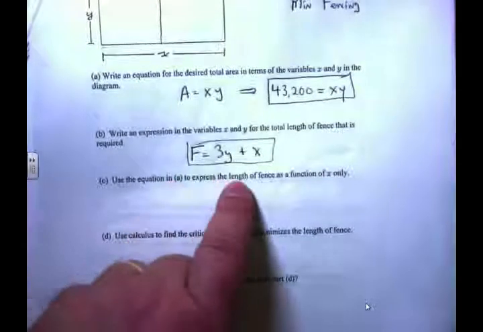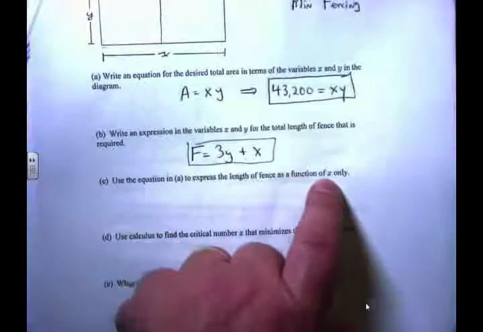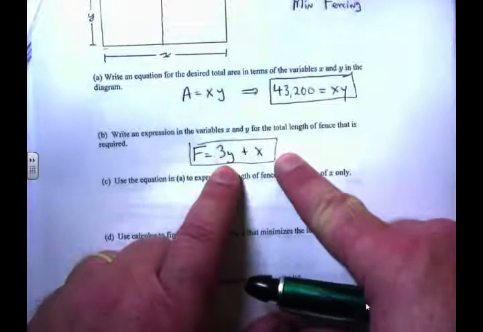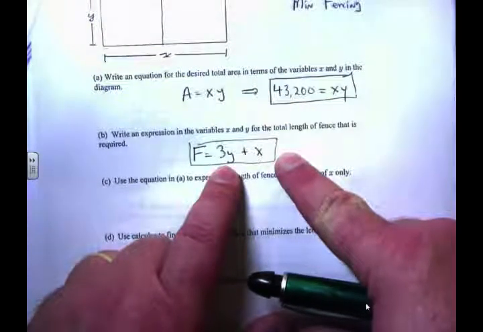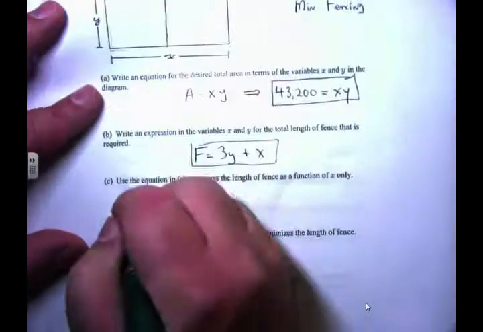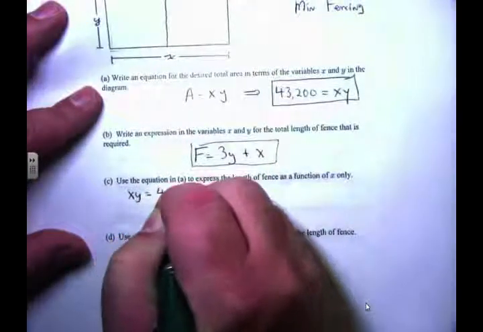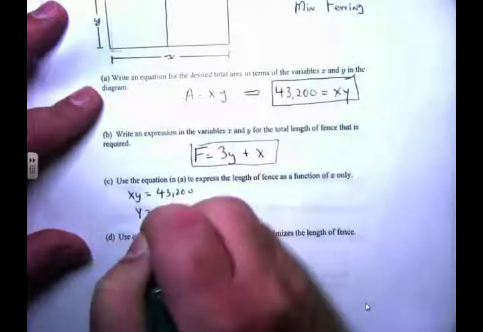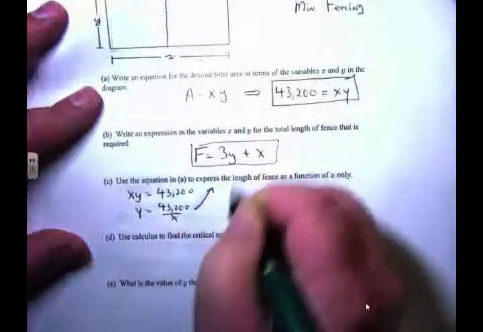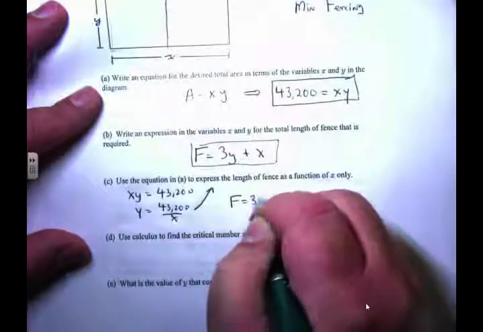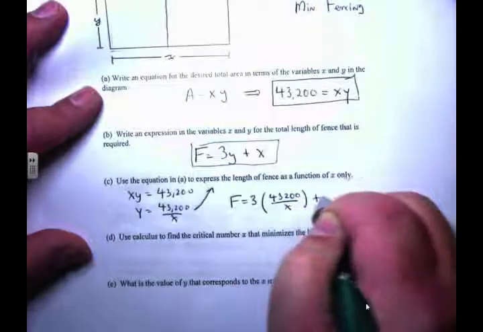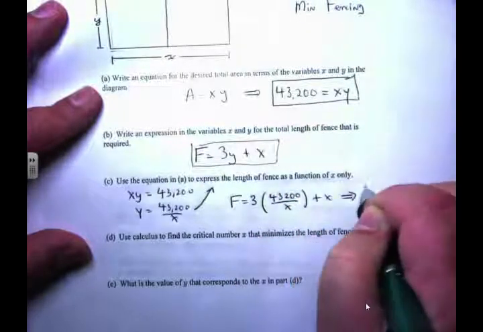The next one says: use the equation in part A to express the length of the fence directly as a function of x. Here's my problem. It's the same old problem. This is the guy I want to take the derivative of, set equal to 0, and solve. Problem is, too many letters. I want to get this in terms of x. So I know that x times y equals 43,200. So what is y equal to? Well, that would be 43,200 divided by x. I'm going to plug that into this equation, which gives fence equals 3 times y, which is 43,200 divided by x, plus x. And you always want to clean this up.